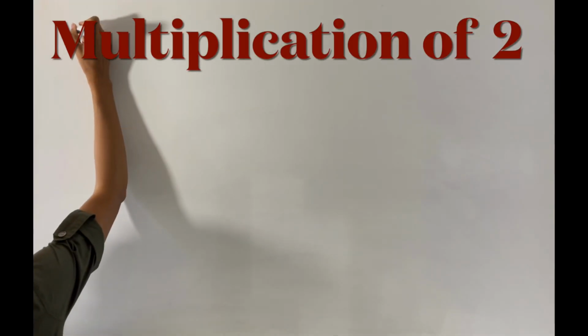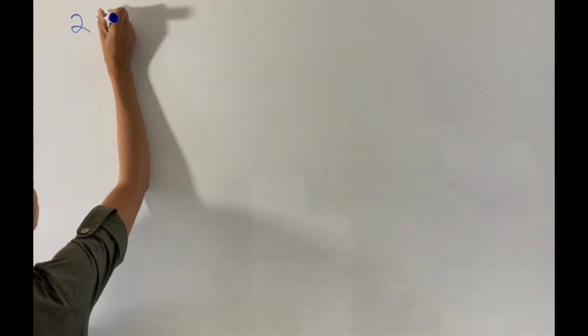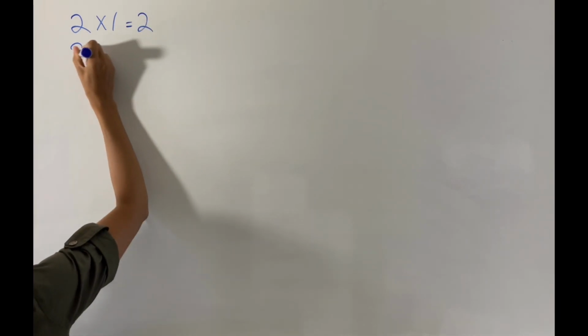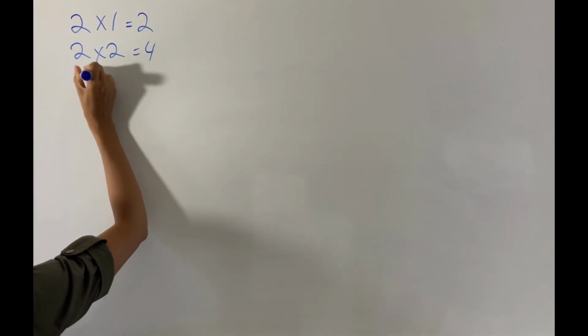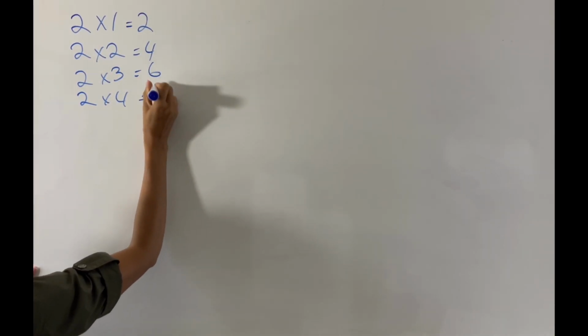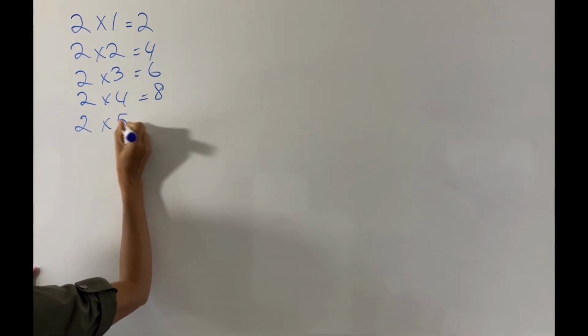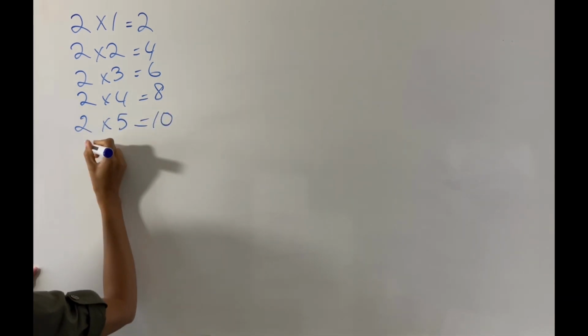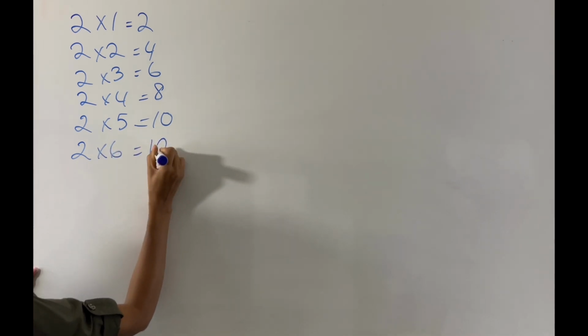So let's start with the multiplication using the number 2, and I'm going to just simply do it all the way down to 20 for each of these numbers, and then we are going to analyze this and put it together. So let's get started. So we have the number 2. If I do 2 times 1, I'm going to get 2. 2 times 2, I'm going to get 4. 2 times 3 is going to be 6. 2 times 4 is going to be 8. 2 times 5 is going to be 10. 2 times 6 is going to be 12.